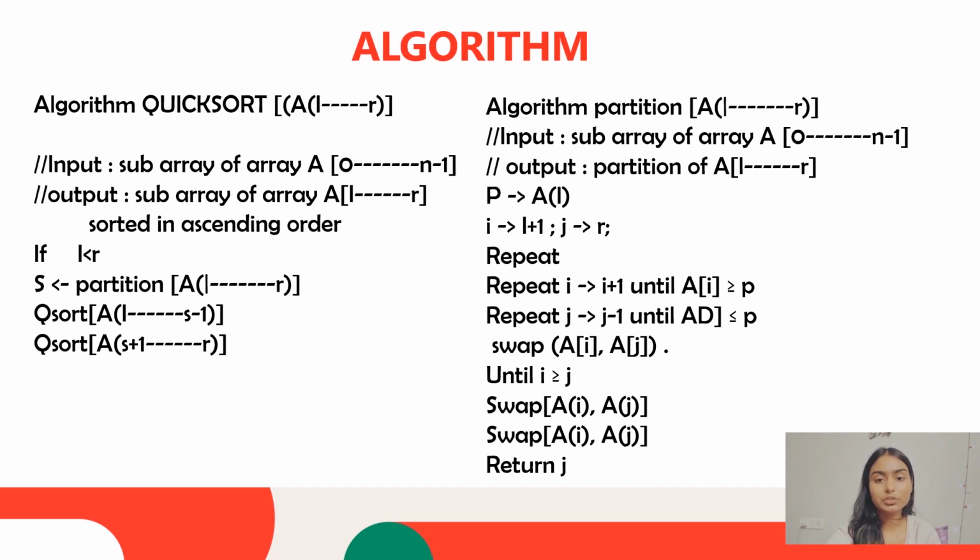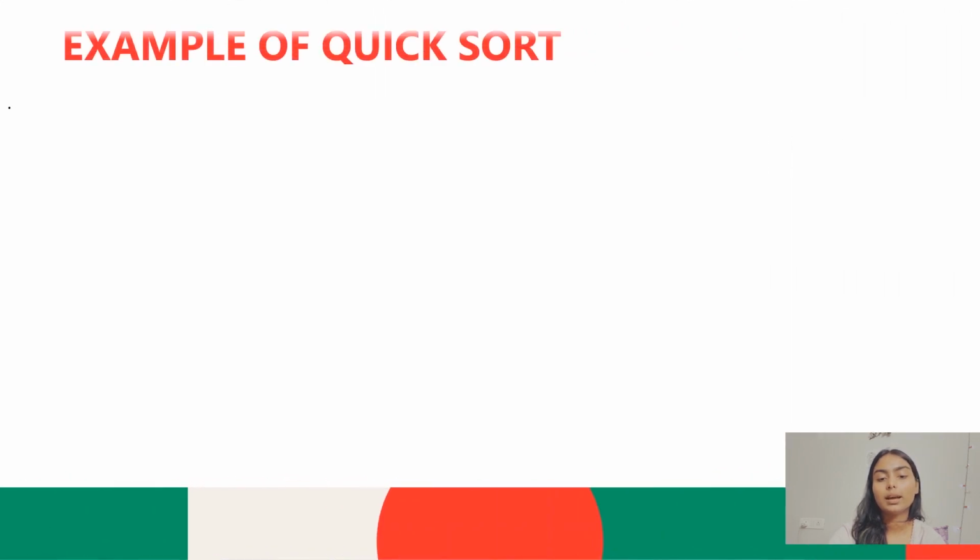Then algorithm Partition A[l..r]. Input: subarray of array A[0..n-1]. Output: partition of A[l..r]. So p is initialized to A[l], i is initialized to l plus 1, and j is r, and this is repeated. Then again repeat: increment i until A[i] is greater than or equal to p. Repeat the same for j, and then swap A[i] and A[j] until i is greater than j, and then j will be returned. So here is an example of QuickSort.